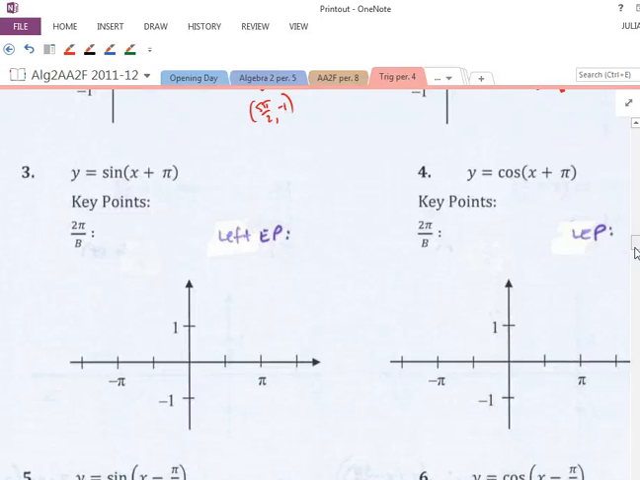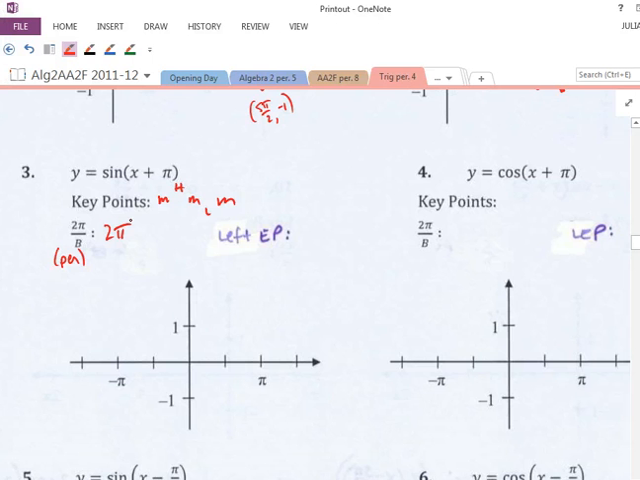So Anna, what do you want? 3 or 4? Let's do 3. All right, so our key points are still going to be middle, high, middle, low, middle. If you're tired of writing that, that's fine. You don't have to, but it's kind of a nice reminder. What's the period of this function? It is still 2 pi. No changes have been made there yet. Okay, period is still 2 pi.